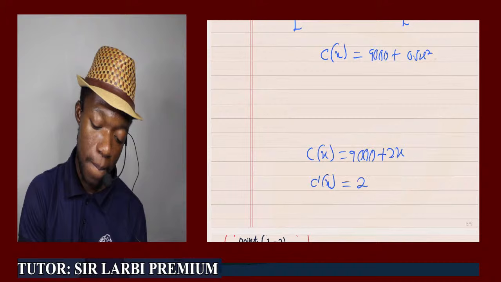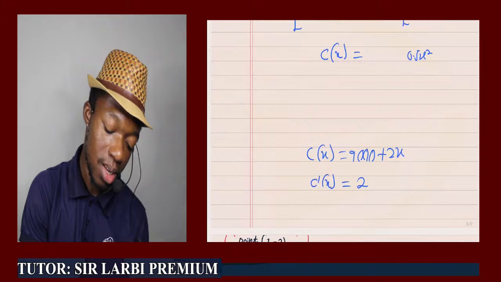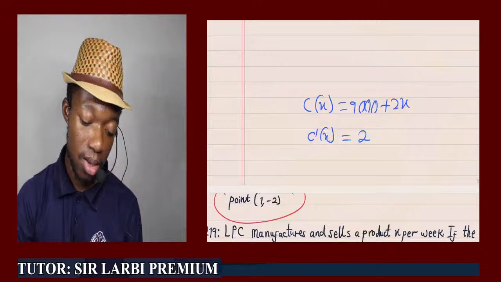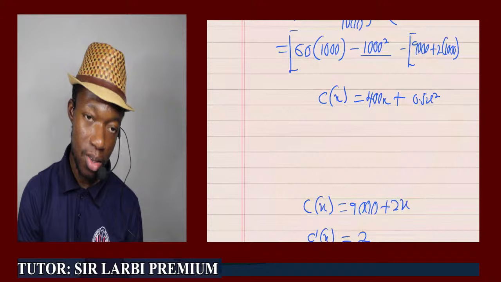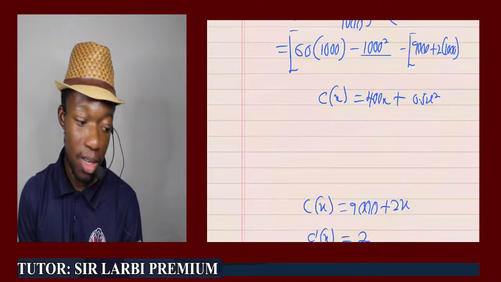Okay, let's say we have something like this, and we are asked to find... let me make it something small: 400x plus 5x squared. This is a cost function, and we're asked to find, let's say, the exact cost of producing two items. To find the exact cost means that whenever you see x in the cost function, you just substitute the value of two there.